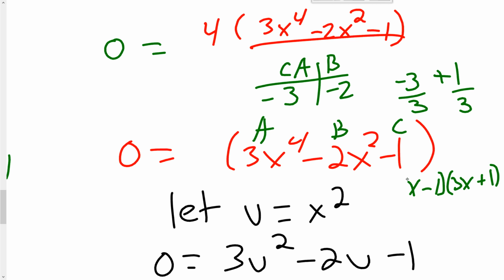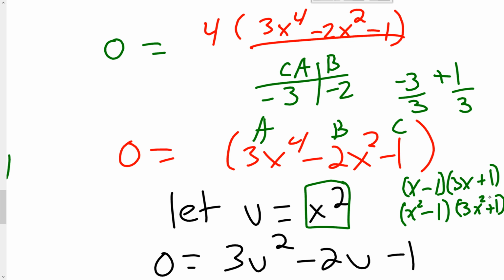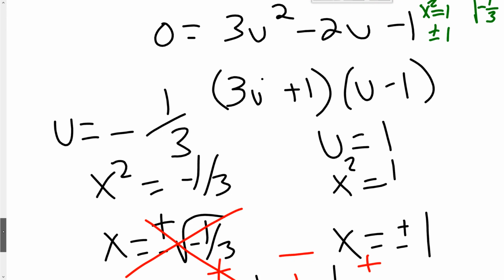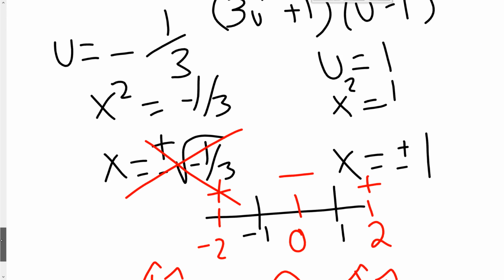But my x is not x, it's actually x squared. So this is really x squared minus 1, and this is 3x squared plus 1. So basically what I have to do is square root these. So x squared equals 1, square root, I get plus or minus 1. And then square root of negative 1/3, which I can't do, so that's not going to work. So I just have plus or minus 1.